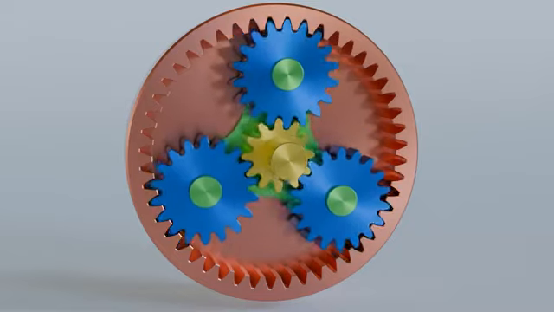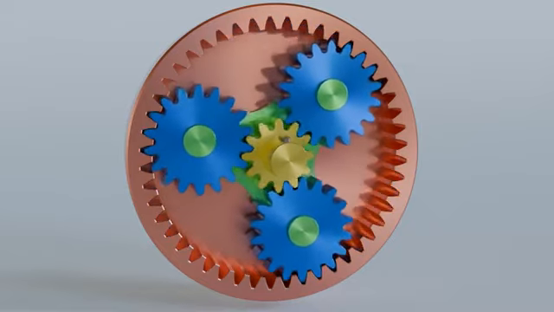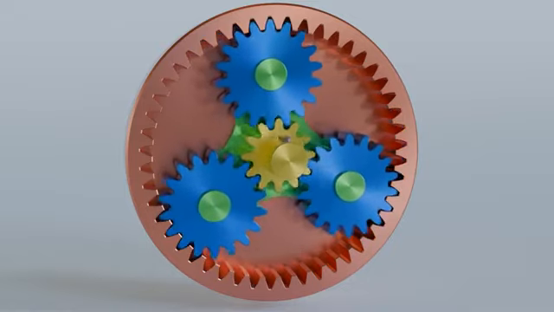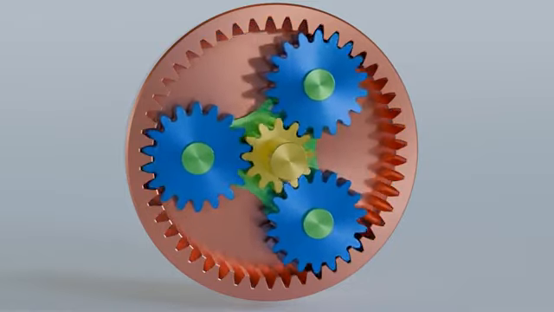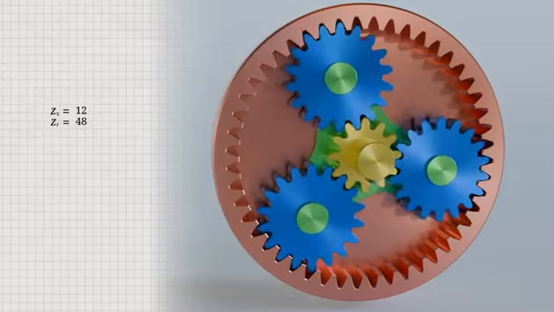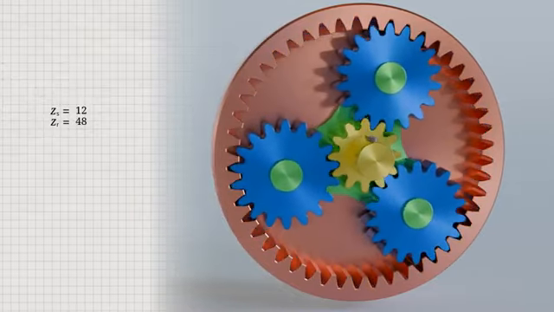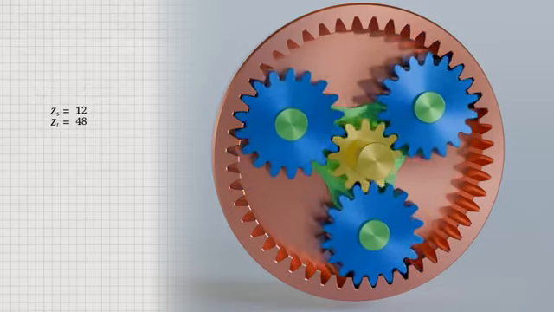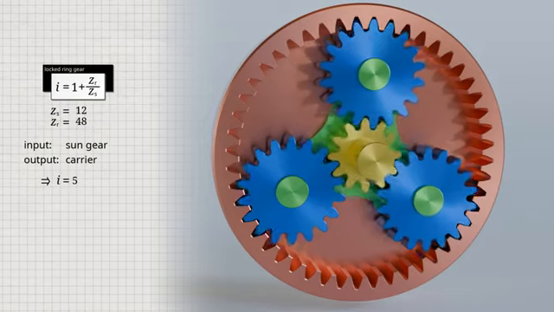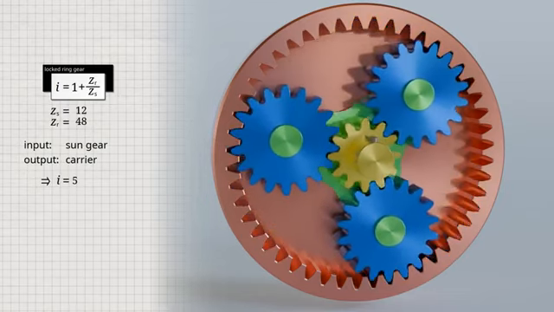Various transmission ratios can be realized with a planetary gear, depending on which shaft is used for the input or output. The various gear ratios are explained using the example of the planetary gear shown here with a sun gear with 12 teeth and a ring gear with 48 teeth. In this case, the largest transmission ratio of 5 is achieved if the sun gear is used as the input and the carrier as the output when the ring gear is locked.